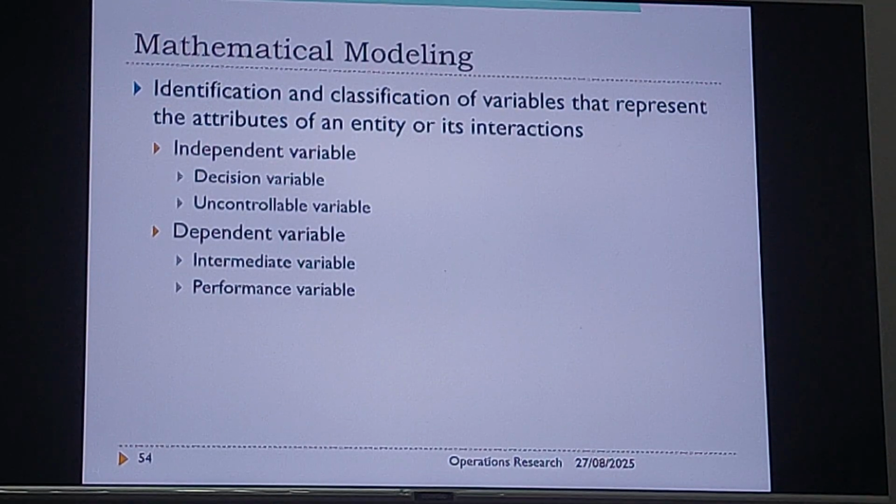Speaking of variable, we have independent and dependent variables. Independent is the uncontrollable variable, while dependent is the one that we can control. We'll go back to this place.